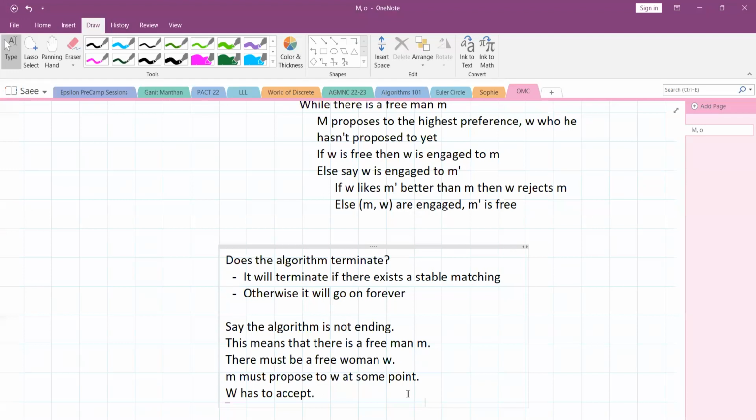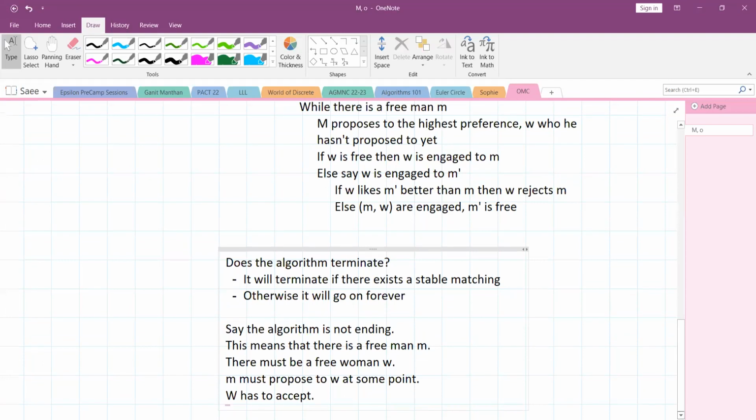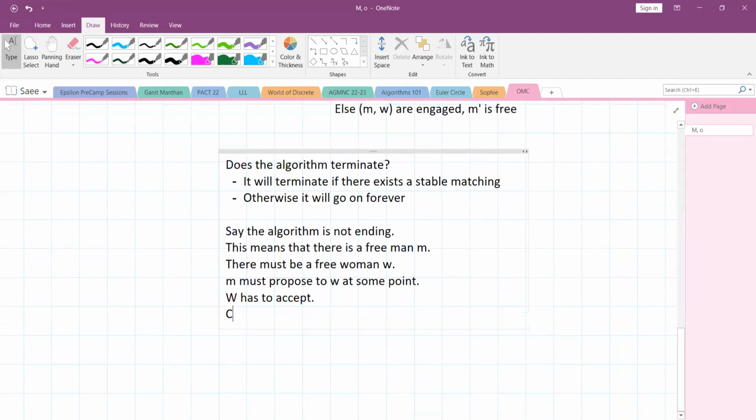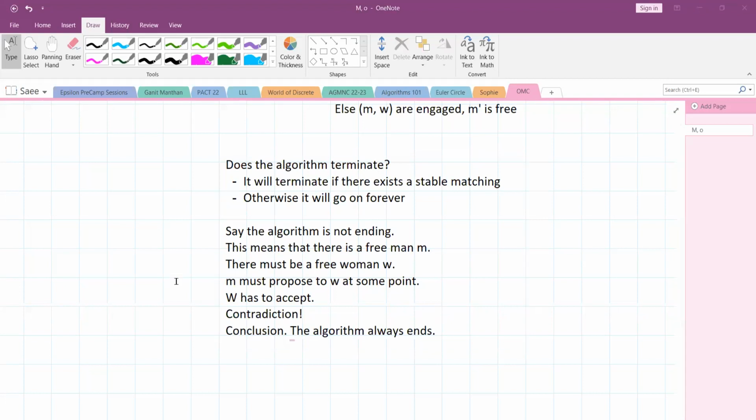But that doesn't make sense, because if M is free, then there should be a woman who is free. And if M proposed to that woman, then they must have been engaged. So that's a contradiction, right? Okay, awesome. So what does that tell us? This is a contradiction, right? This means that the algorithm always ends, right? Does this argument make sense?